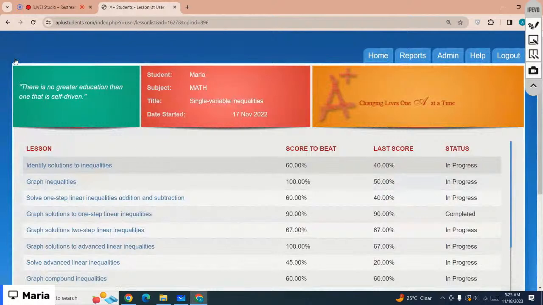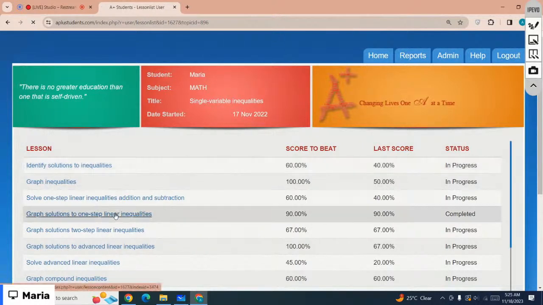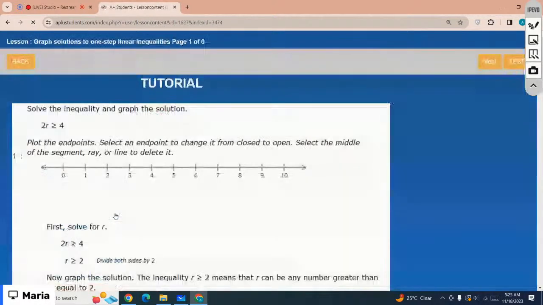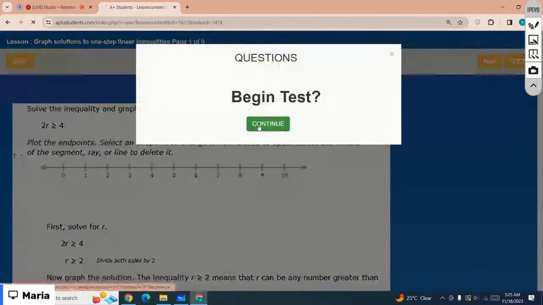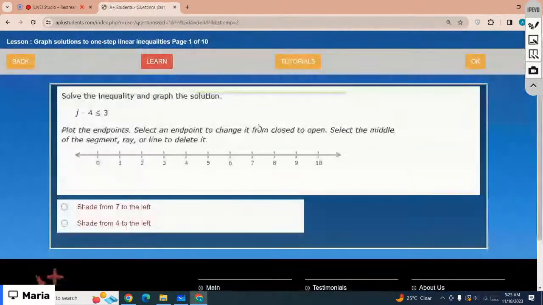And the next lesson is graph solutions to one-step linear inequalities. Okay, how do we graph these inequalities? Let's just see. Okay, first you have to solve them and then you have to graph them, right? Let's just start with the test questions. The first one is j minus 4 is less than or equal to 3.